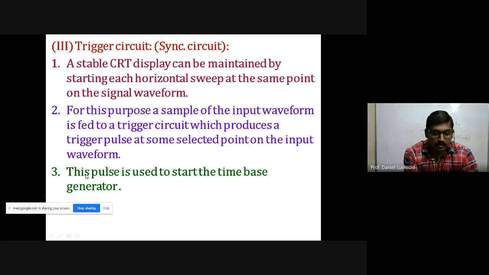Now number three, this pulse is used to start the time-base generator. So the trigger pulse is used to start the time-base generator. The time-base generator generates the time in which the beam will be deflected horizontally. One by one we will have a detailed understanding of that topic, and we have a number of concepts later on related to this particular pulse. So these are the three points in the trigger circuit.